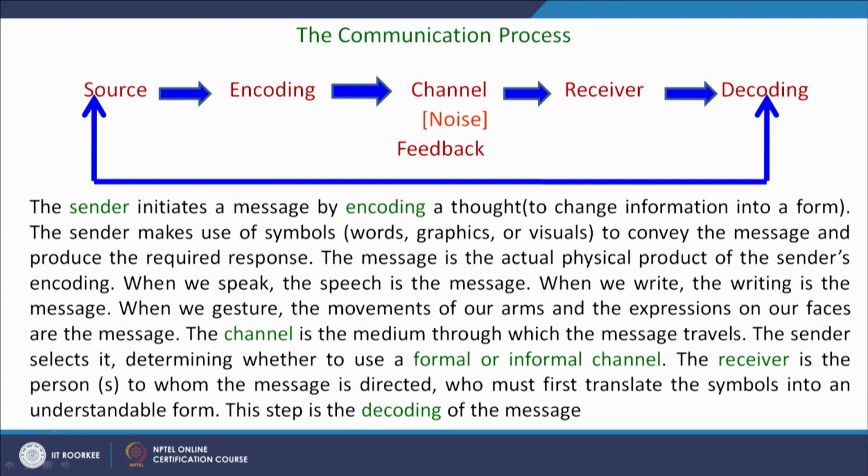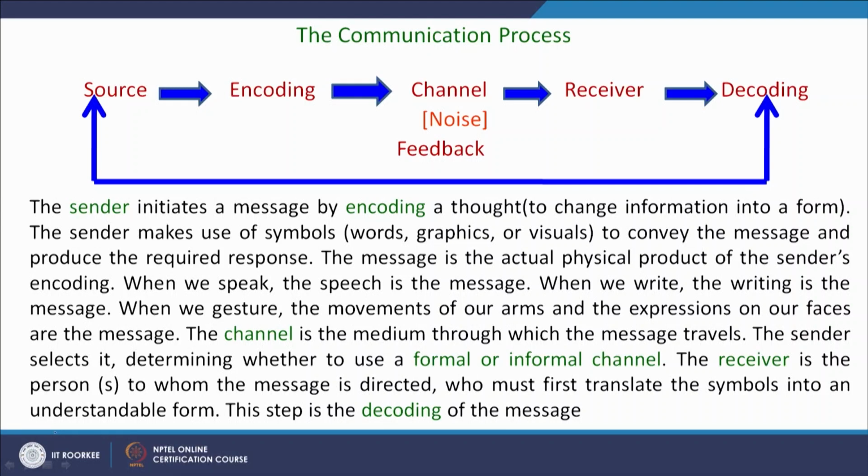That means the sender is waiting to get the response as soon as the message has been transmitted to the other person. This message is the physical product of the sender's encoding. When the message is transformed into a specific kind, it can be visual, graphic, text, or sound, and then it is actually encoded. When we speak, that speech is the message. When we write, the writing is the message. And when we gesture, the movement of our arms and expressions on our faces are the message.